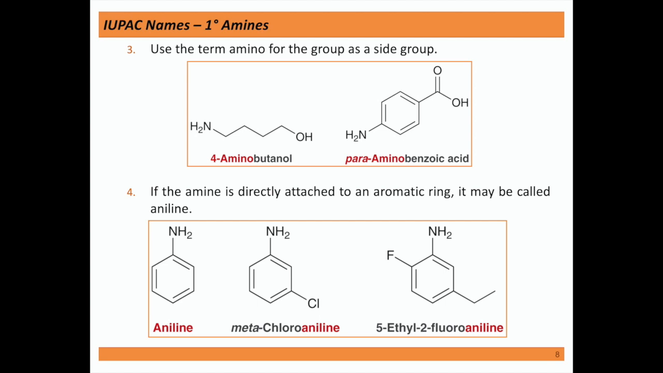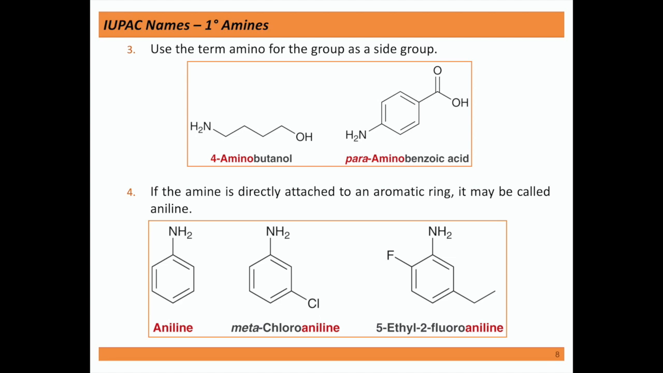Like in the next example over, that is an aminobenzoic acid. The benzoic acid has the higher priority functional group. So you can name that as para-aminobenzoic acid, p-aminobenzoic acid, or 4-aminobenzoic acid. Like I said, a lot of this chapter is review.